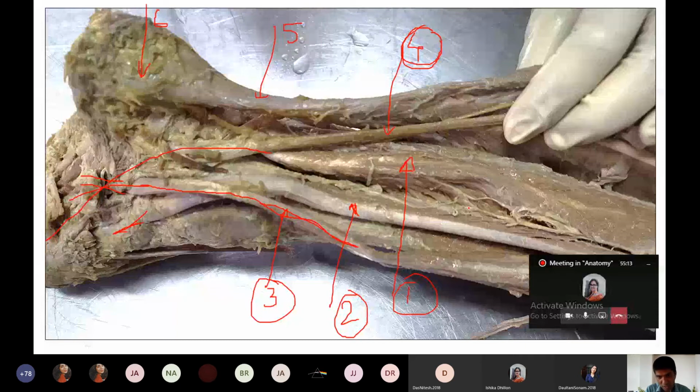The posterior tibial blood vessel or artery is not preserved here in the upper part, but in the lower part you can see a bit of its remnant. So this one is the posterior tibial blood vessel. We are not going to ask you to identify such a small structure in the examination, but these larger structures will certainly be important for your examination.